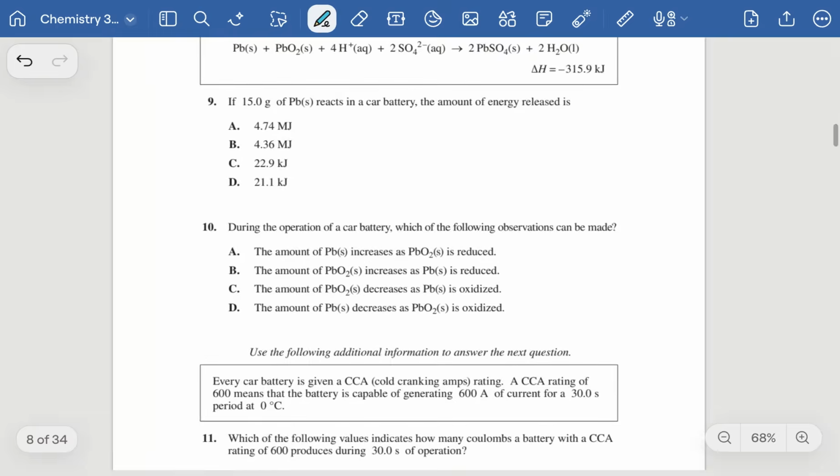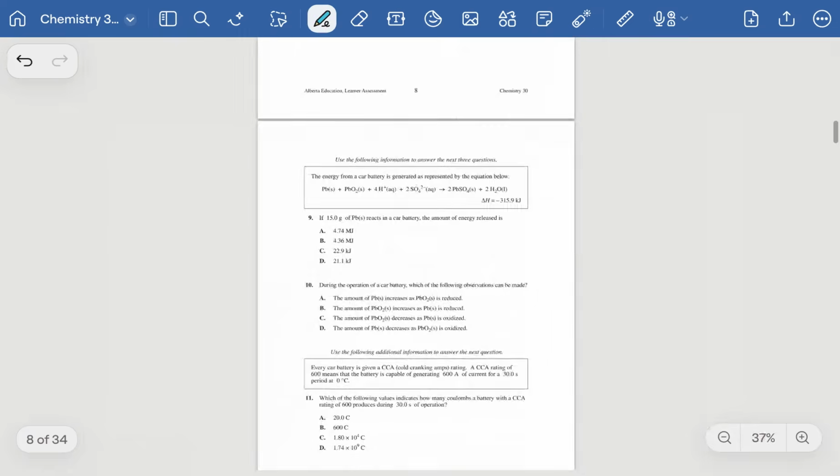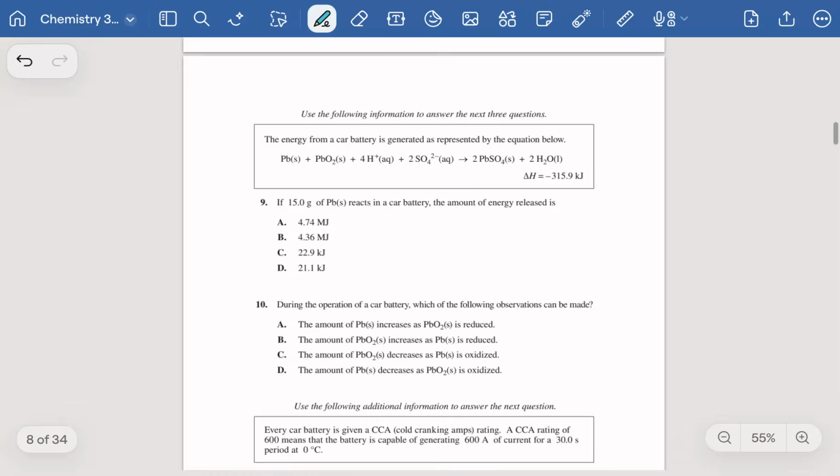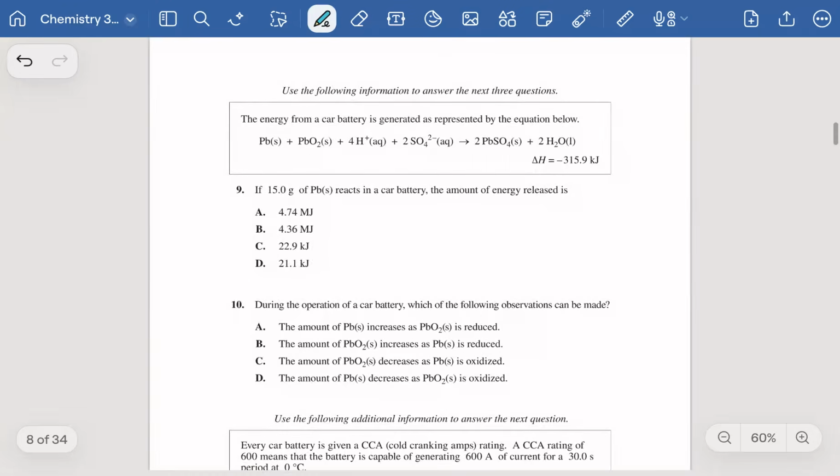Okay, this next one, we have the reaction given, and then it's telling us 15 grams reacts, how much energy would be released. So this is an NH equals delta H question, and we want to remember that the H within is going to be the molar enthalpy from the reaction. So it gets confusing because this delta H is not the delta H within the formula. This delta H is energy released or absorbed.